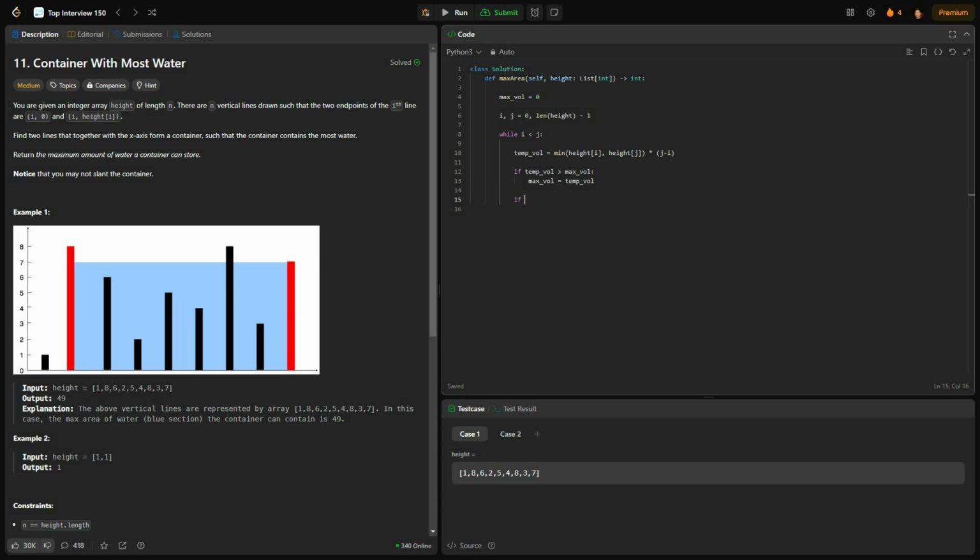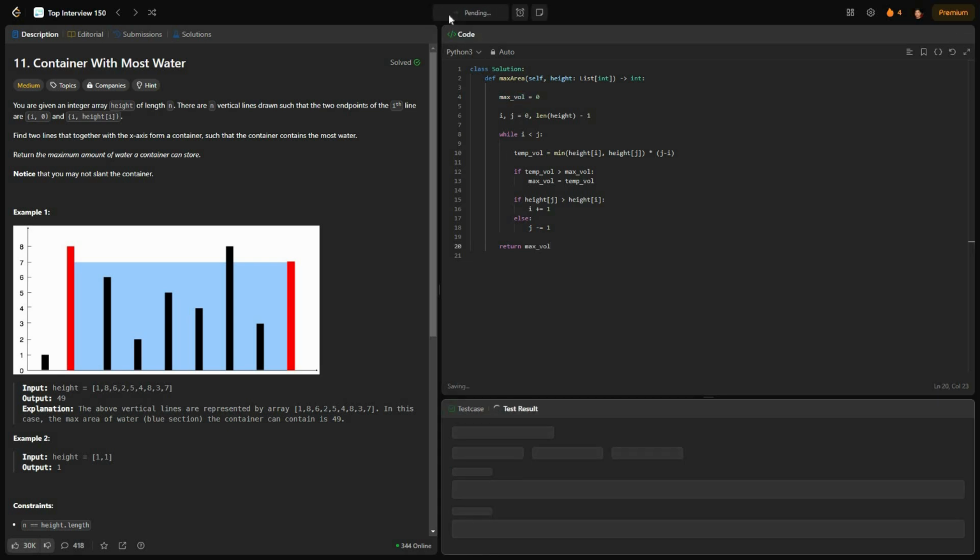In case the height of j is greater than the height of i, then we are going to increment i by 1, and else we are going to decrement j by 1. And at last we are going to return our maximum volume.